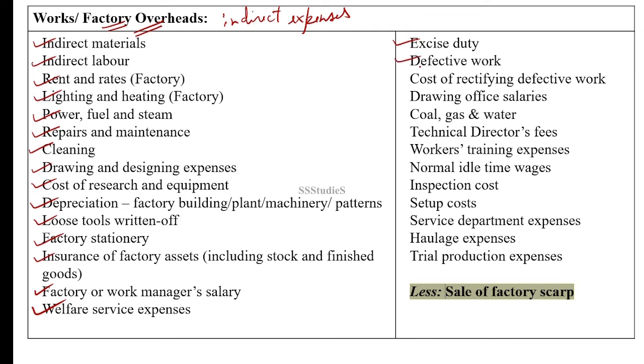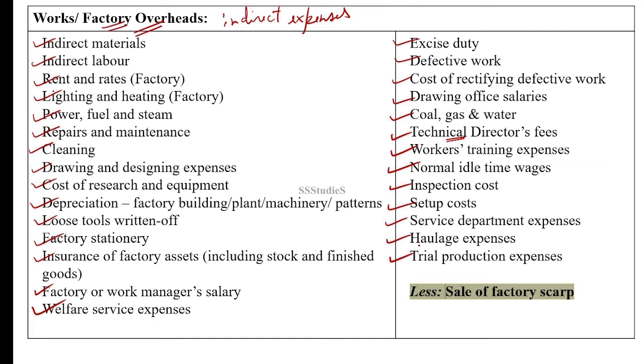excise duty, defective work, cost of rectifying defective work, drawing office salaries, coal, gas and water, technical director's fees, because this is technical, he is in the factory setup, workers training expenses, normal idle time wages, inspection cost, setup cost, service department expenses, haulage expenses, trial production expenses.